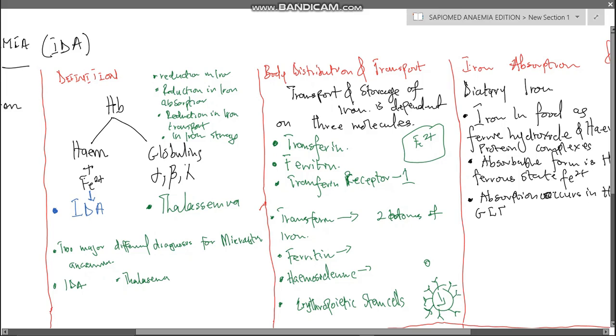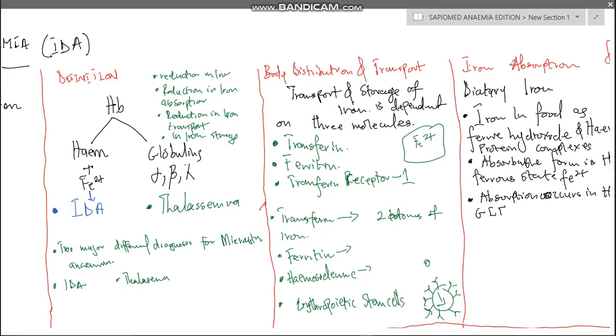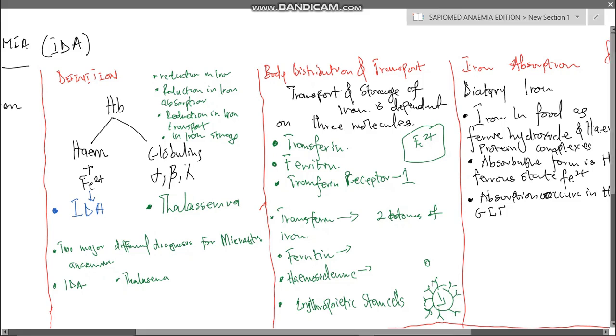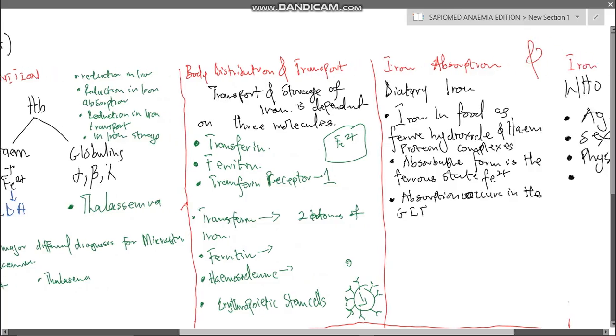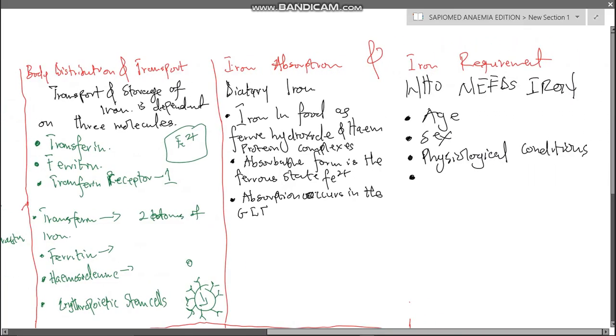So this is what you have to take notice of. Transferrin is for the transfer or transport of iron. Ferritin is a stored form of iron, and transferrin receptor 1 is what? A receptor protein that is found on erythropoietic stem cells or erythropoietic cells for iron, for hemoglobin synthesis to be effective. Alright, pretty quick, let's talk about iron absorption and iron requirement.